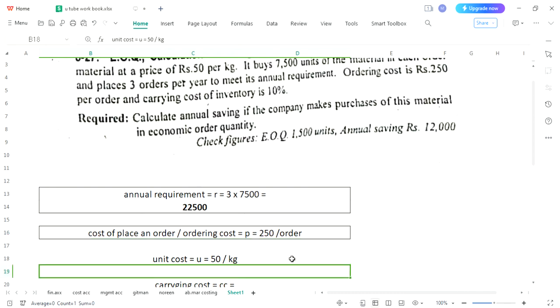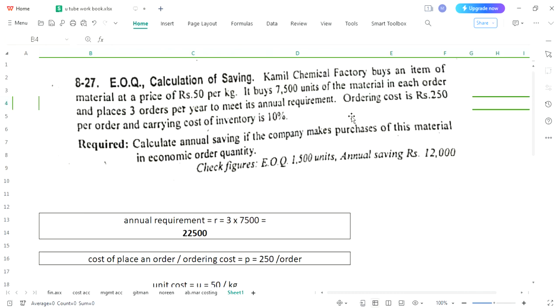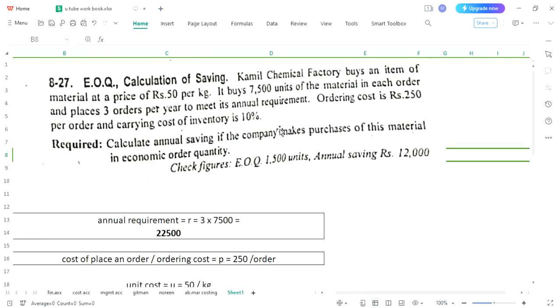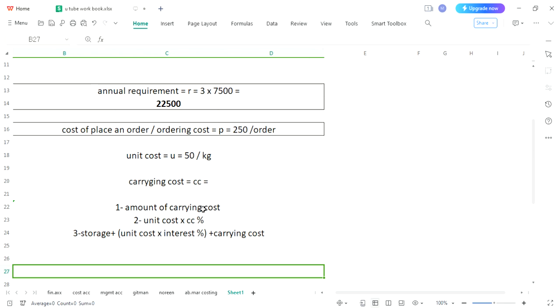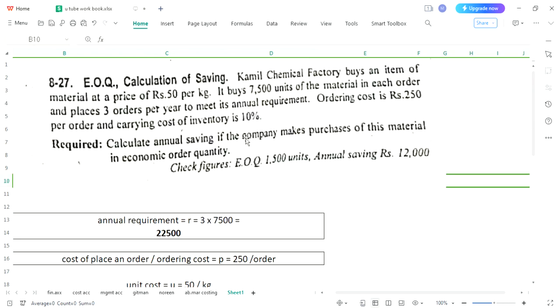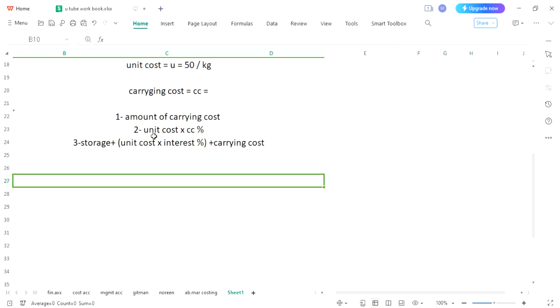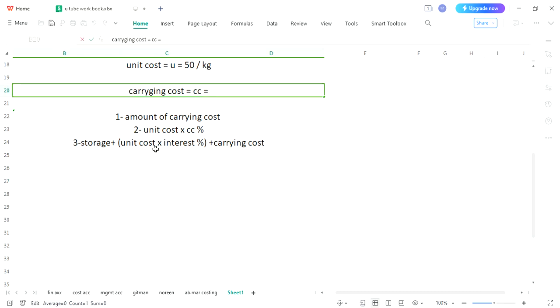Okay guys, so let's read our question again. Carrying cost. Next is carrying cost, inventory 10%, and I have mentioned that in case of carrying cost you may have three different options. First, the carrying cost amount would be given, and that is not present in your question, so cancelled. Second, a percentage may be given in your question, and yes, a percentage is given regarding carrying cost. So you will use this way to calculate your carrying cost. Follow this formula: the unit cost that was mentioned over here, 50, and you are going to take 10%.